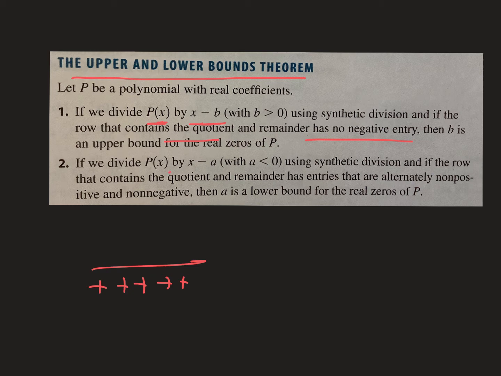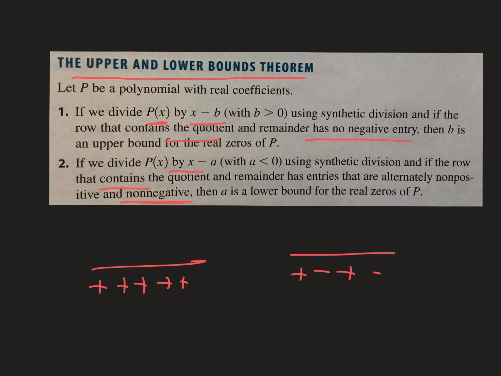Now, if you plug in something and your signs alternate at the bottom, like plus, minus, or backwards, minus, plus, and zero counts however you need it to. If you notice, the words here say non-negative, which means 0 is okay. If the signs alternate, that means it's a lower bound. There cannot be a 0 less than that number that you plugged in.